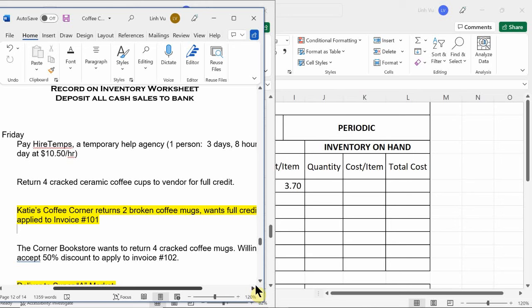So Katie's complaining that she has 2 broken coffee mugs and she wants a full refund because we're the ones who delivered it to her. We're acting as a wholesaler, so we must grant her full refund. Since she didn't pay for her items yet, only her down payment, she wants us to apply the refund to lower the amount that she owes. So instead of getting money back, she wants it applied to invoice 101.